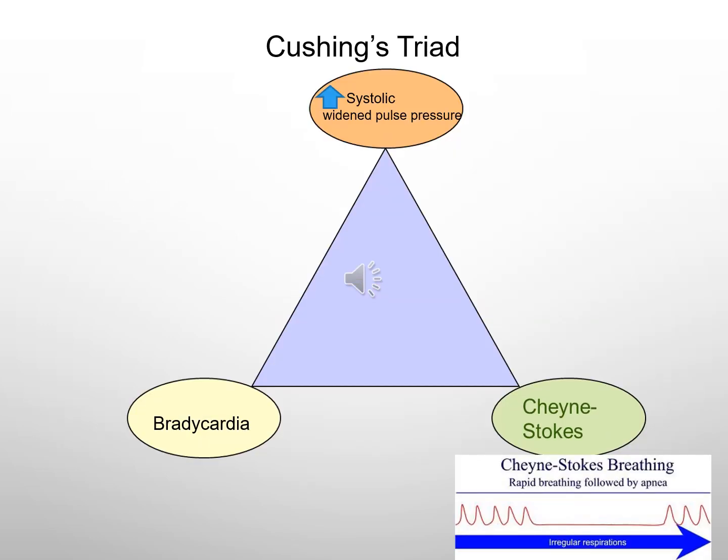So here is just a visual of that Cushing's triad that we talked about. So you see that increase in the systolic with widening pulse pressure. You see that bradycardia, and oftentimes you see Cheyne-Stokes respiration. So that's rapid breathing followed by periods of apnea.